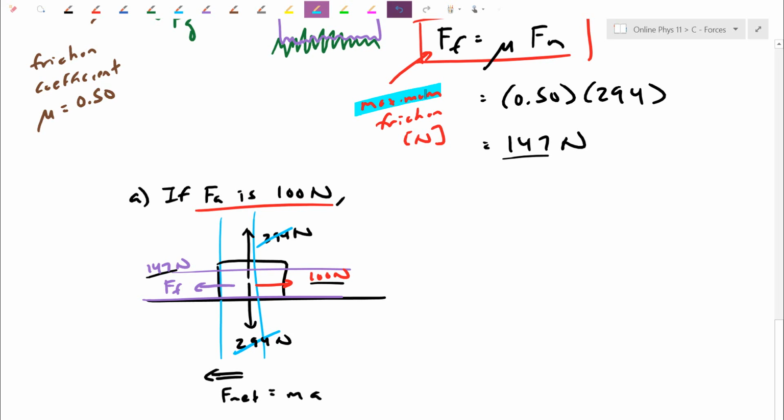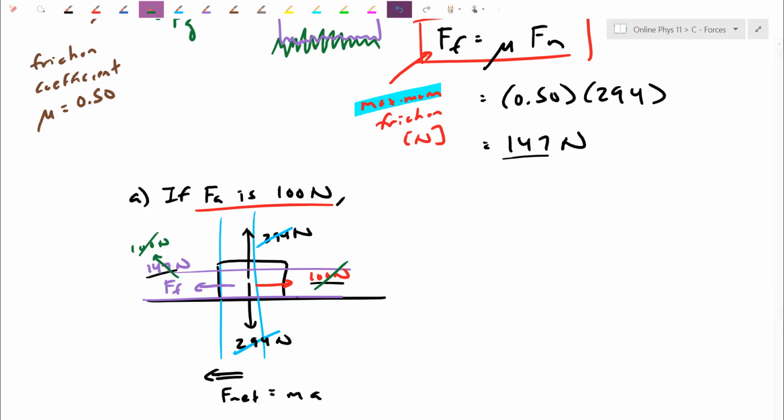Friction is also lazy, like normal force. So basically, if friction realizes, oh, you're just pulling 100, I don't need to even go all out against you. I don't need to go 147. All I'm going to do is, because I oppose motion, drop my friction down to 100 newtons. If I can supply 100 newtons against you, I've already canceled your force. There would be no motion, and therefore, I've done my job.